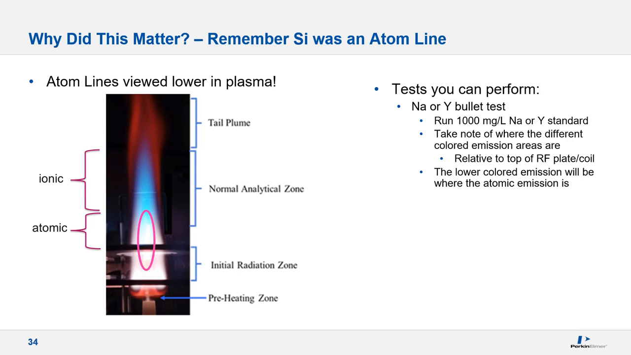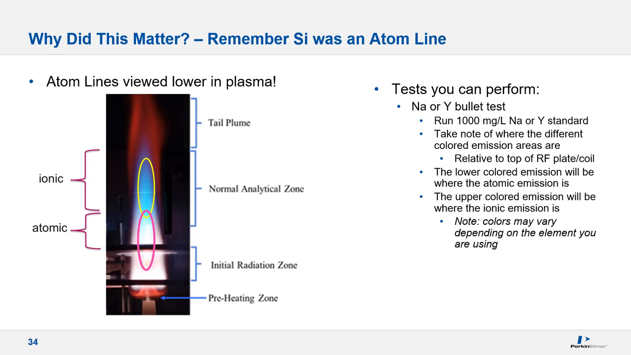The lower colored emission, which I have circled in pink and is generally red if you look at the base of the plasma, is from the yttrium atoms. The upper colored emission, which is blue in this picture and circled in yellow, is from the yttrium ions. Note that these colors may vary depending on the element you use for the test.